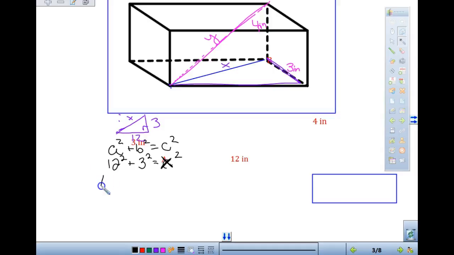So 12 squared, we know, is 144. Plus 3 squared is 9. We're going to add those two together. I get 153. That's x squared. What is x equal to, Cassidy? Not a decimal. What's the exact x?